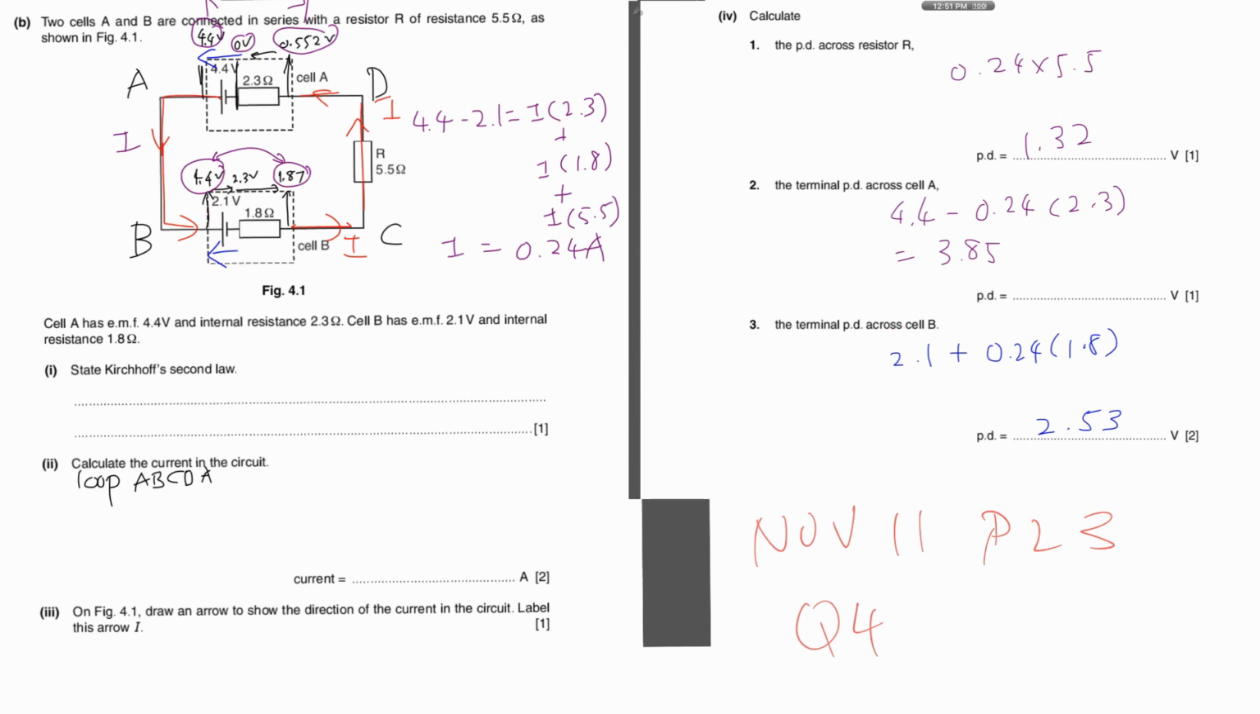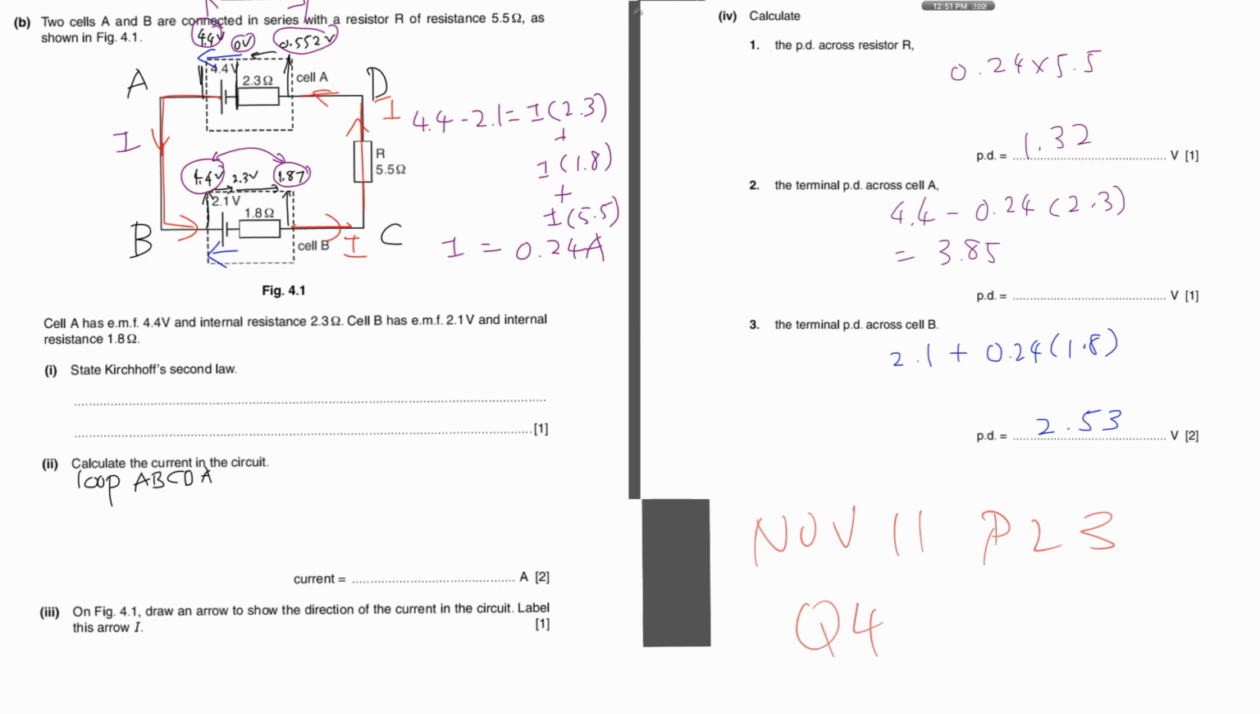To find terminal PD across cell A, you must understand how the current behaves. Because 4.4 volts is used to charge the 2.1, the current is flowing this way. So when the current is coming along this direction, as it passes through this internal resistance, it will lose or gain energy. It will lose, right? So the potential will drop by how much? IR. So the PD is IR. And when it comes to 4.4 here, it gains or loses energy? Gains. So here the potential will increase. So it loses IR, then it gains 4.4. So if we measure across here, you will take 4.4 minus IR.